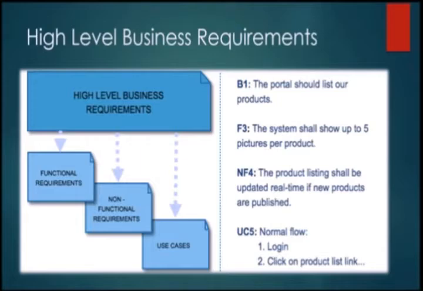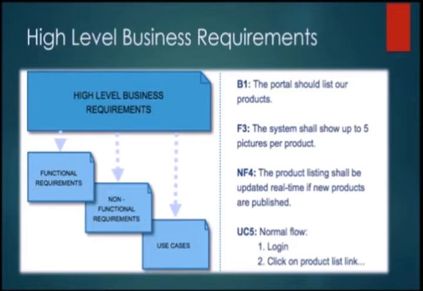Then the functional requirement, F3, is basically a functional requirement. The system shall show up to 5 pictures per product. Now this is precise information: the website will have 5 pictures on the product page or on the home page. In the same way, another level is the non-functional requirement, NF4, which says that product listing shall be updated in real time, meaning whenever there is a change, I should be able to update it.